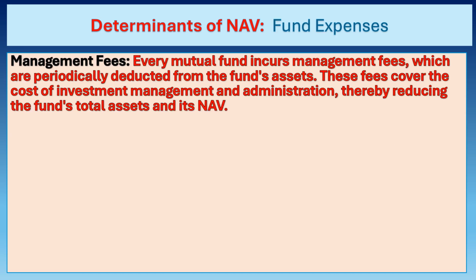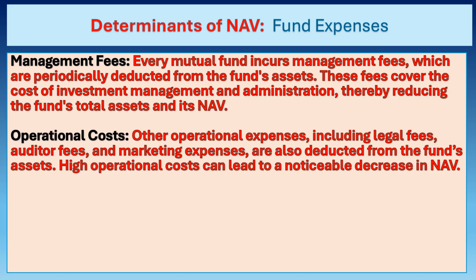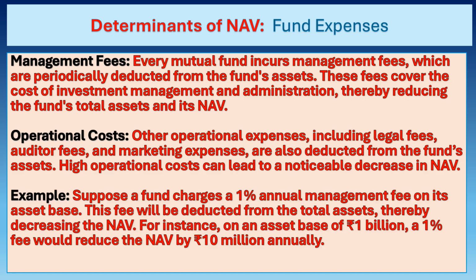Mutual fund expenses. Management fees. Every mutual fund incurs management fees, which are periodically deducted from the fund's assets. These fees cover the cost of investment management and administration, thereby reducing the fund's total assets and its NAV. Operational cost. Other operational expenses, including legal fees, auditor fees, and marketing expenses, are also deducted from the fund's assets. High operational cost can lead to a noticeable decrease in NAV.